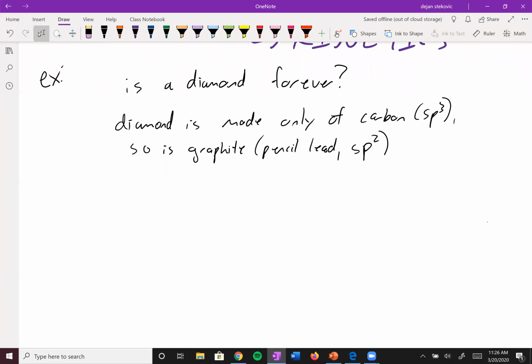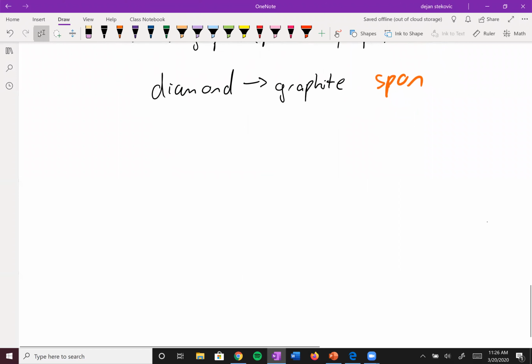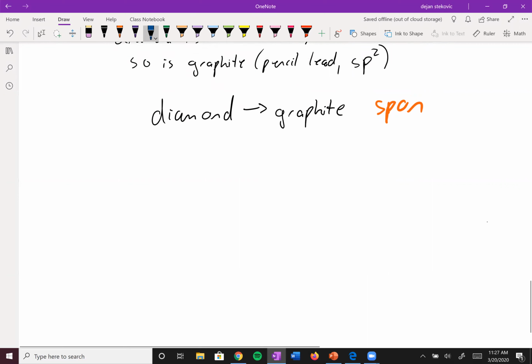And so if you think about the energetics of the situation, the ball rolling down the hill, graphite is actually lower in energy than diamond, so the ball should roll down the hill. And so diamonds turning into graphite is actually a spontaneous process. It is indeed a spontaneous process. So if you have a diamond ring, it is slowly but surely turning into pencil lead. So that's what thermodynamics tells us. It tells us that it's happening, but it doesn't tell you how fast this is happening.